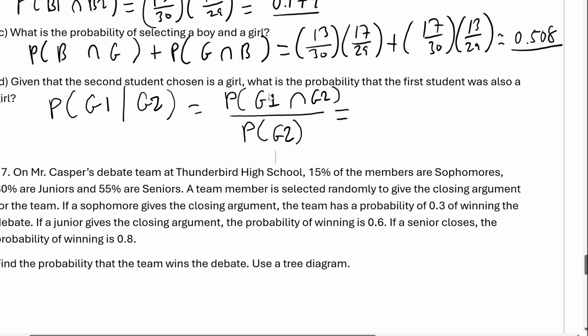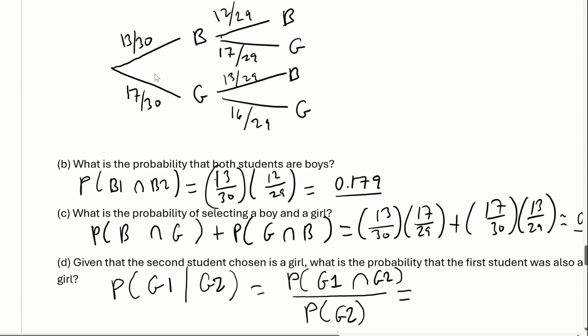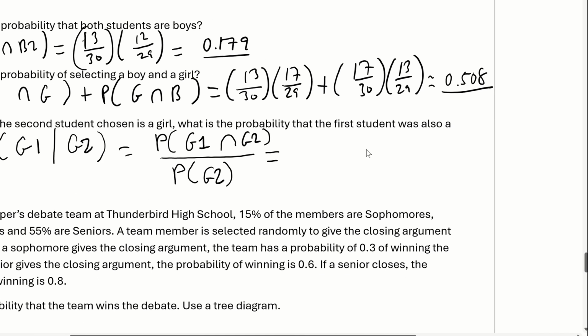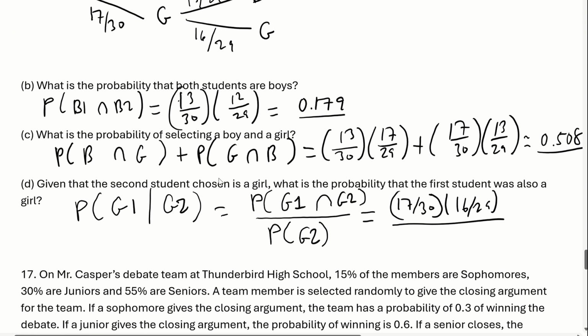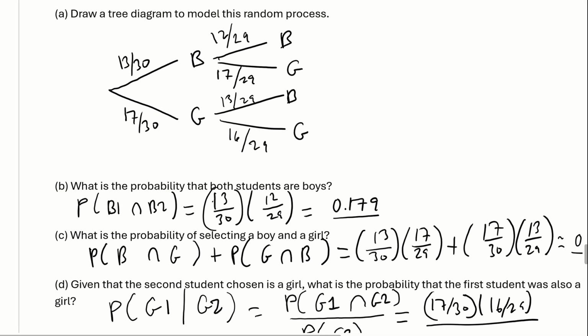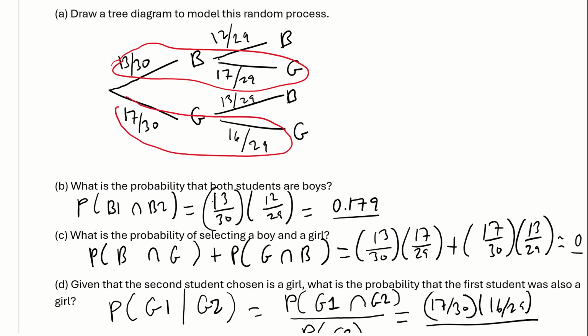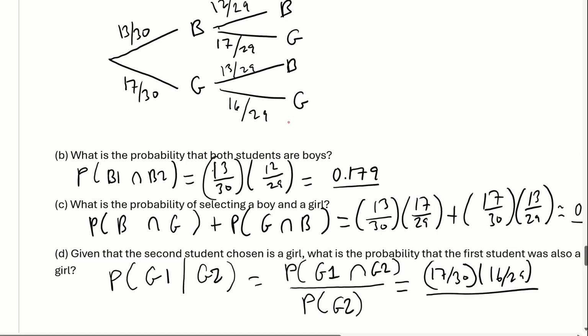Okay, so what's the probability of G1 and G2? So that's girl and girl, right? So 17 out of 30 times 16 out of 29. So let me do that here. And then what's the probability of getting a girl for the second one? So getting a girl for the second one means you could get boy, then girl, or girl, then girl, right? So you can get either of those. 13 out of 30, 17 out of 29, or 17 out of 30, 16 out of 29.